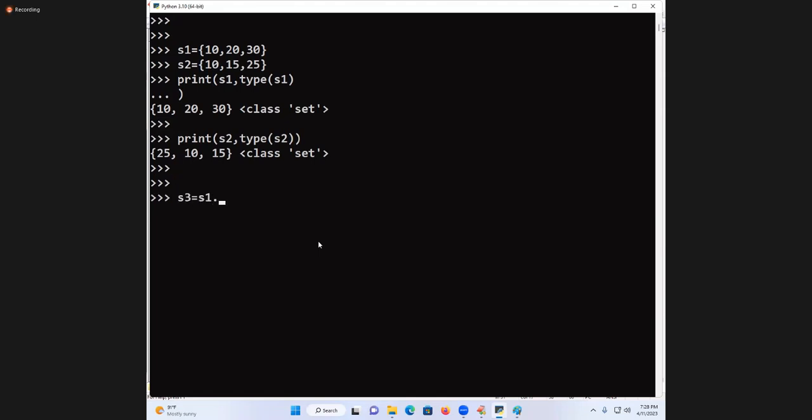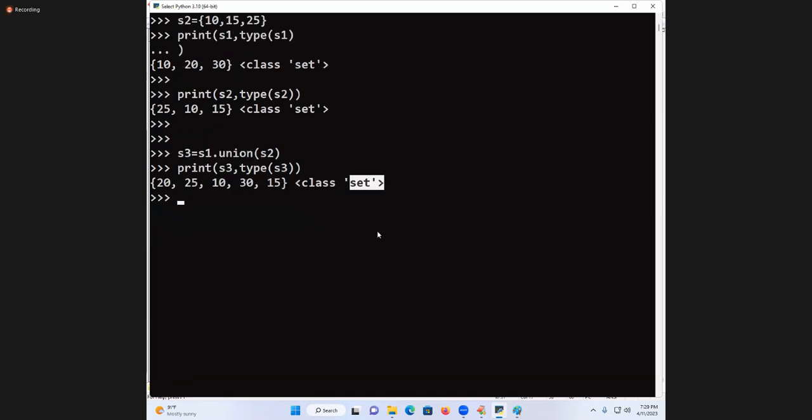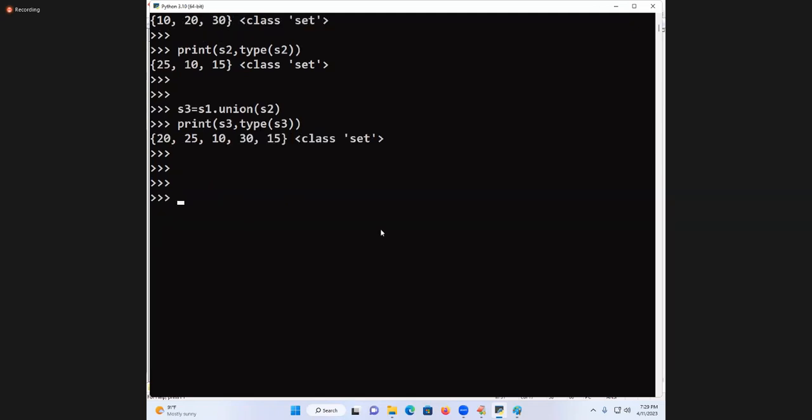See students, S1 dot union of S2. What is printed now? S3. What is that S3? All the values combined or not? That is called which type again? Similarly, coming back to the point, S1 and S2. Now I am applying S3 is equal to S1 or S2. I already applied this in our Venn diagram concept. The other day I said I'll explain in detail. Do you remember? Now I am explaining.